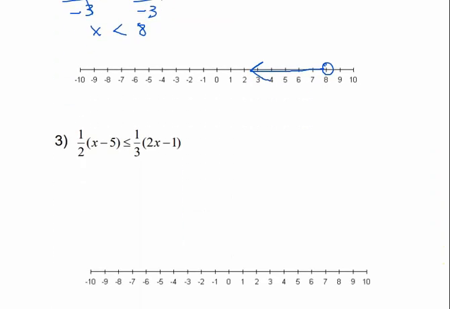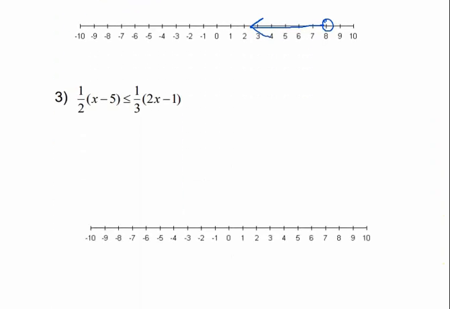And then in our last one, we're going to do an inequality that contains a fraction. We're going to get rid of the fractions in a minute, but remember, the first thing we always need to do, no matter what kind of equation we have, is get rid of the parentheses. So I'm going to get rid of the parentheses by distributing. That gives me 1/2 x minus 5 over 2 is less than or equal to 2 over 3x minus 1/3.